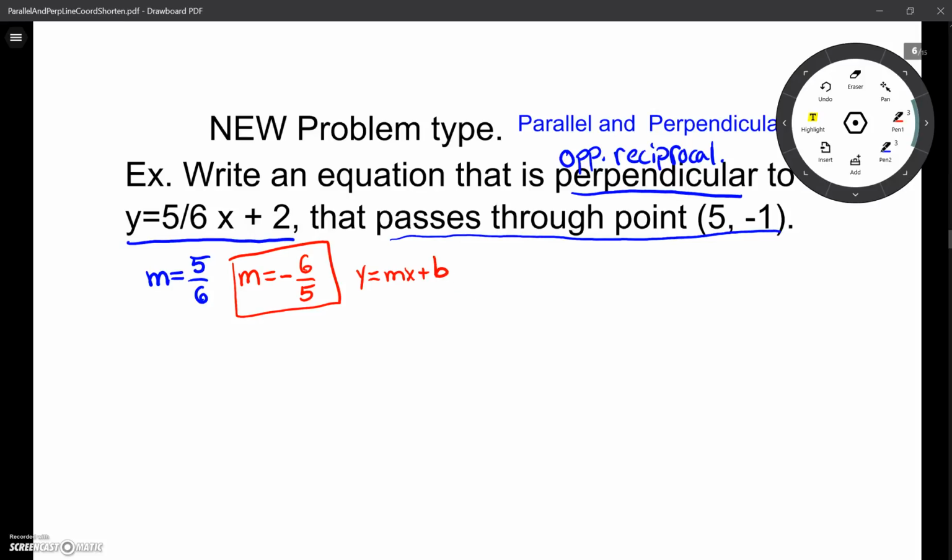To get this new line, I'm just going to substitute in the slope, and I get y is equal to my slope, negative 6 over 5, times x plus b. Now, because I want a line that passes through this specific point, (5, -1), what I have to do is determine what this b value is going to be.